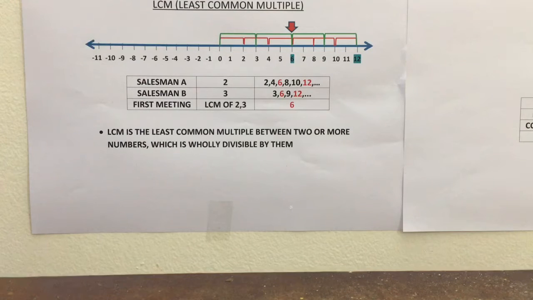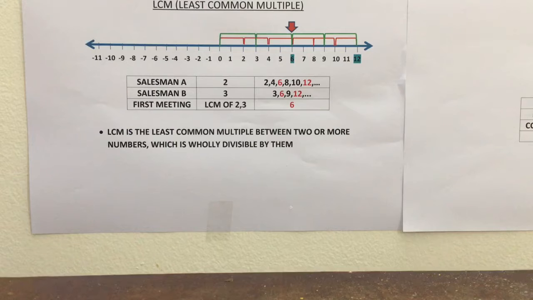I inform the first salesman A to meet me every 2 days to settle the accounts, and I inform another salesman B to meet me every 3 days to settle the accounts. I am going to represent their meetings with the help of the number line.